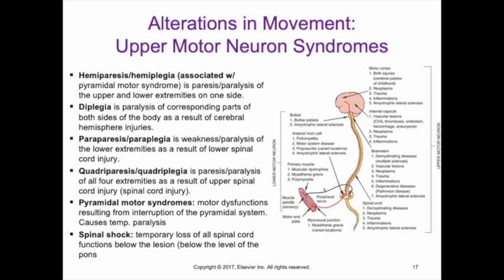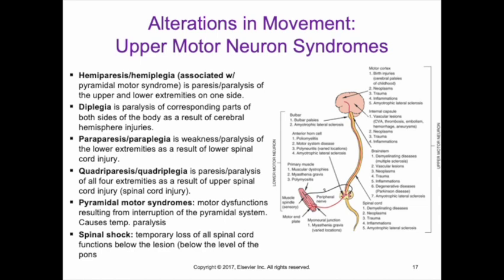We also will see alterations in movement that affect the upper motor neuron, and these are called upper motor neuron syndromes. So hemiparesis, hemiplegia, these are associated with the pyramidal motor syndrome, and you're going to have paralysis or paresis of the upper and lower extremities on one side of the patient. Diplegia is a paralysis of the corresponding parts of both sides of the body, and this can result from cerebral hemisphere injuries. Paraparesis or paraplegia is the weakness or paralysis of the lower extremities as a result of lower spinal cord type injuries.